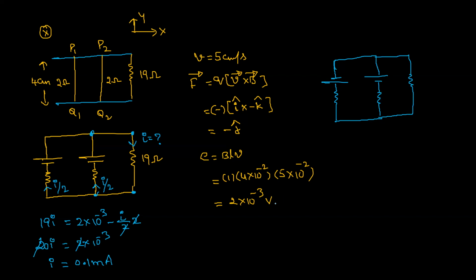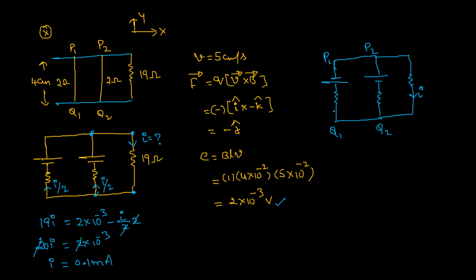Coming to the EMF, no change in that. Same. Let us take the current in this one as I. Now coming here, what can we say? Is there any flow of current in the circuit or not? Right. So coming here, this is low potential and this is high potential. That means if I am focusing on P1, P2, Q2 and Q1.